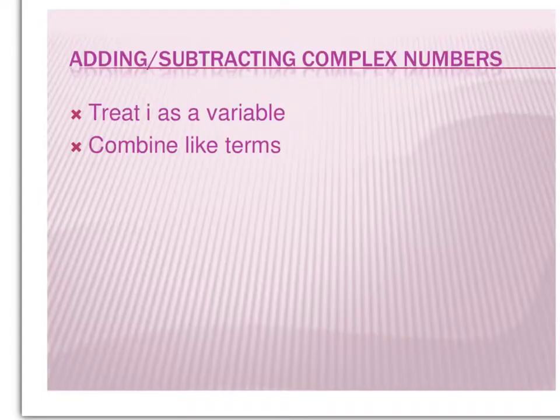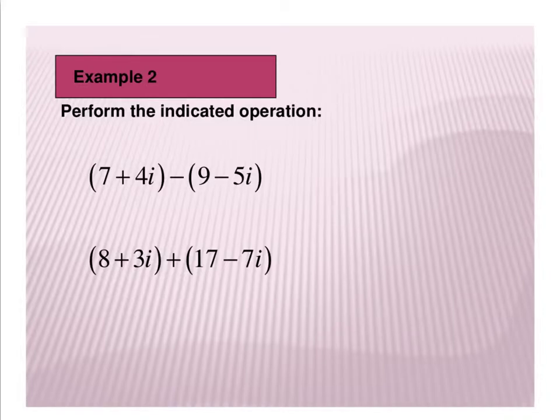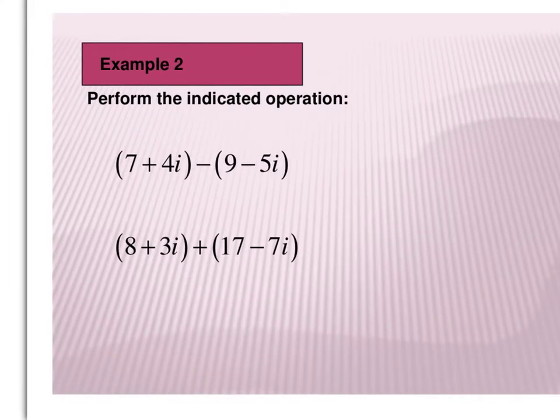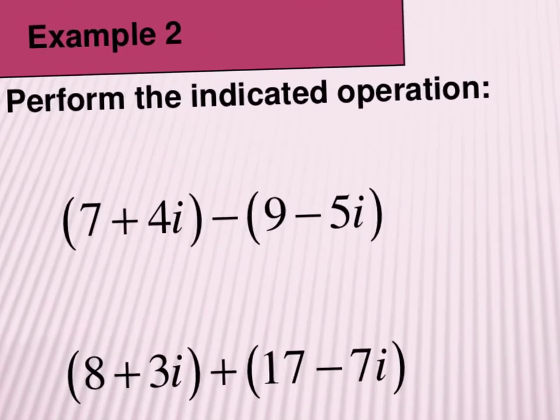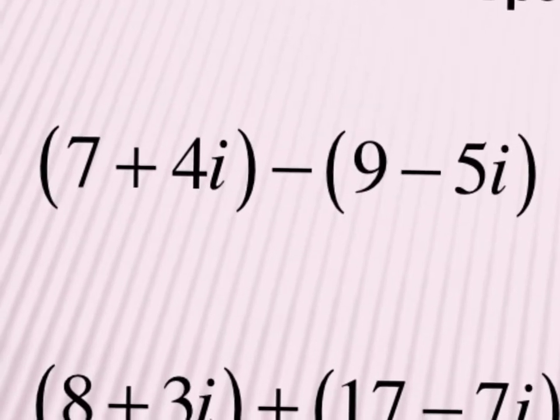When we're adding and subtracting complex numbers, we're going to treat i as a variable and we're going to combine like terms. Let me show you. Take a look at this example number 2. It says to perform the indicated operation. So let's begin with this first one. I want to begin by distributing that negative. That's always going to be first if I'm subtracting terms. So this is going to be 7 plus 4i minus 9 plus 5i.